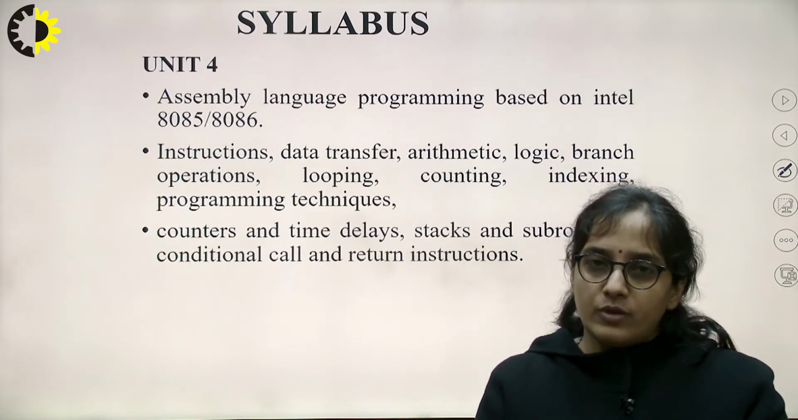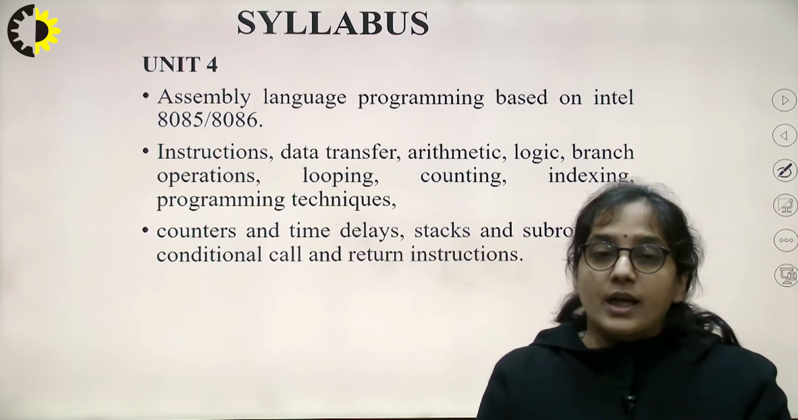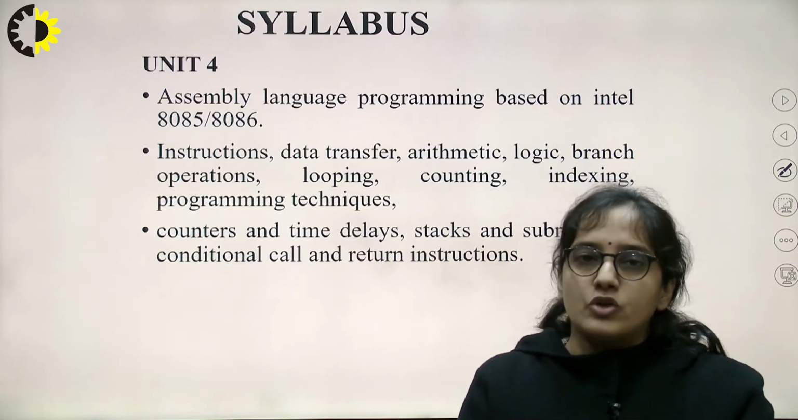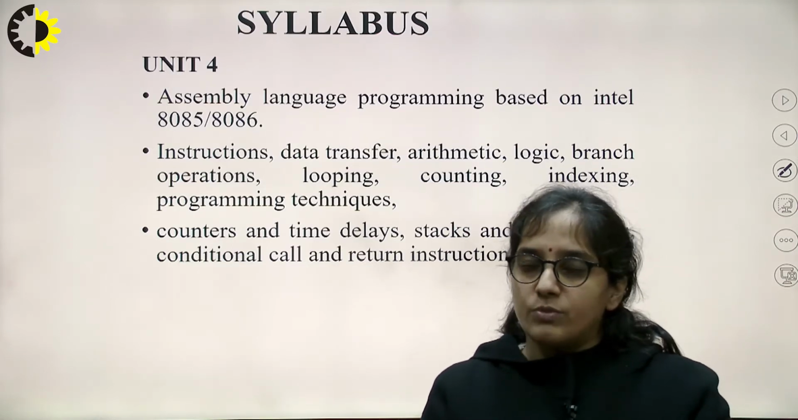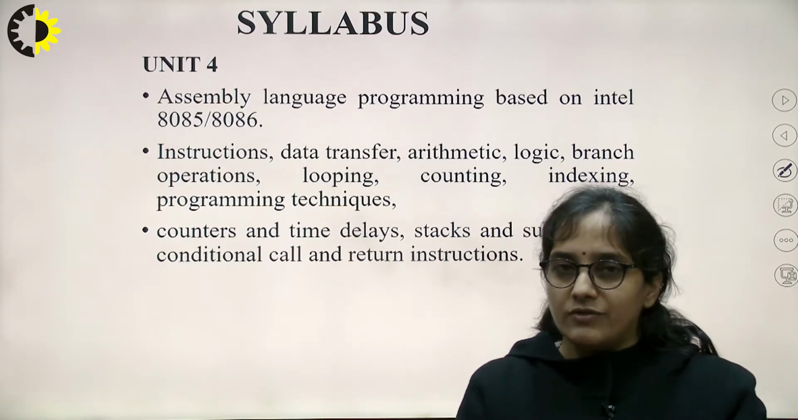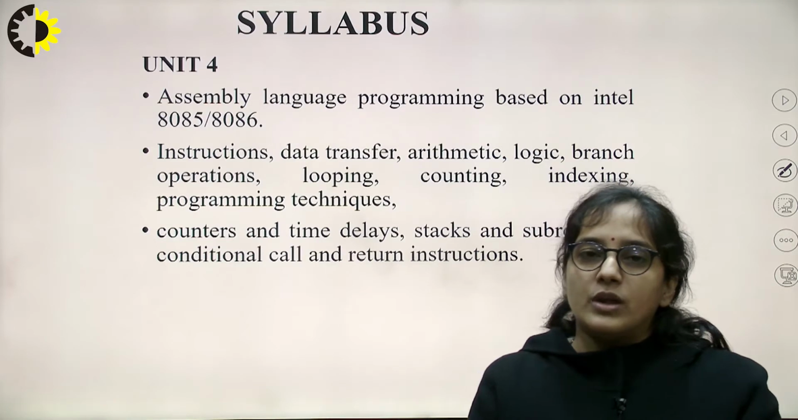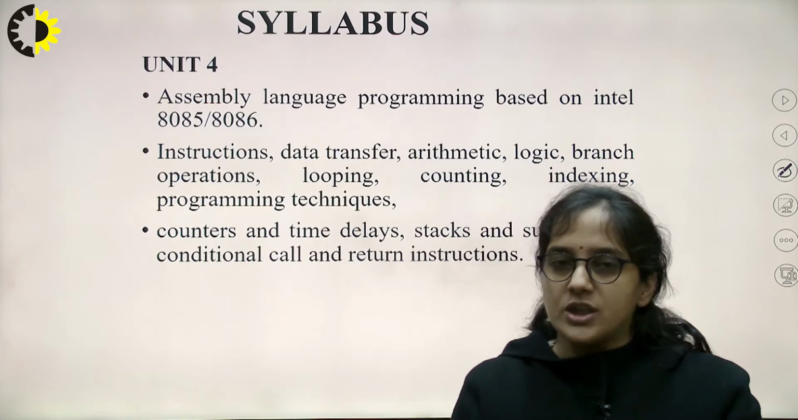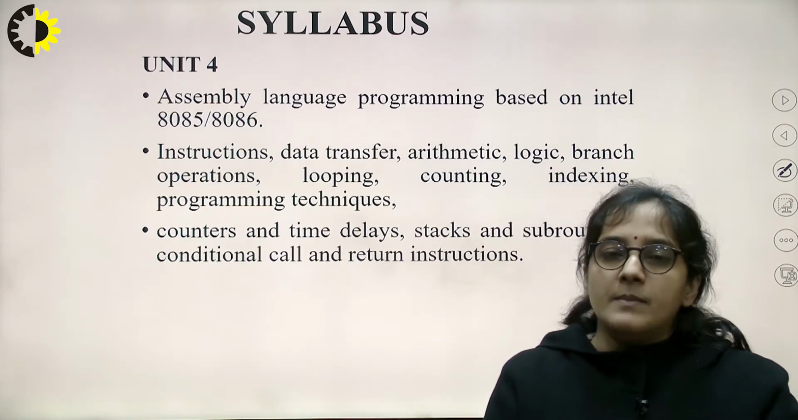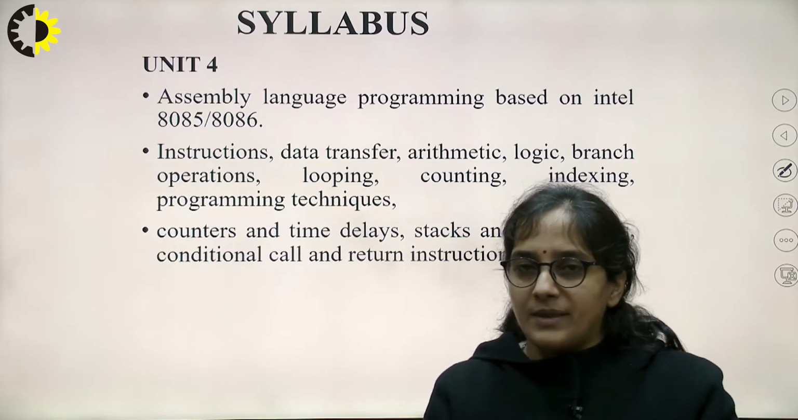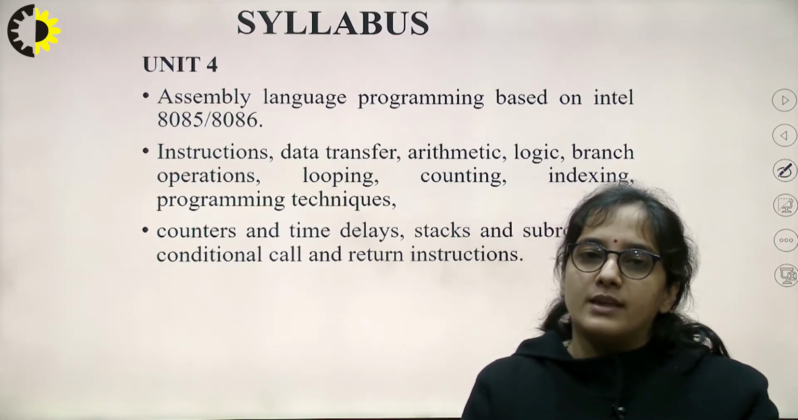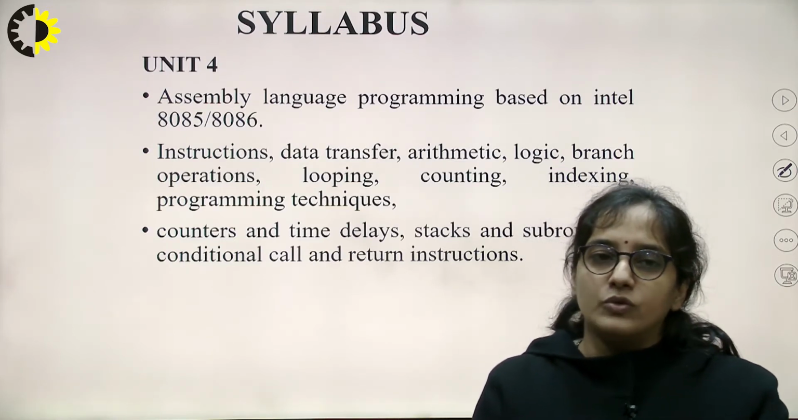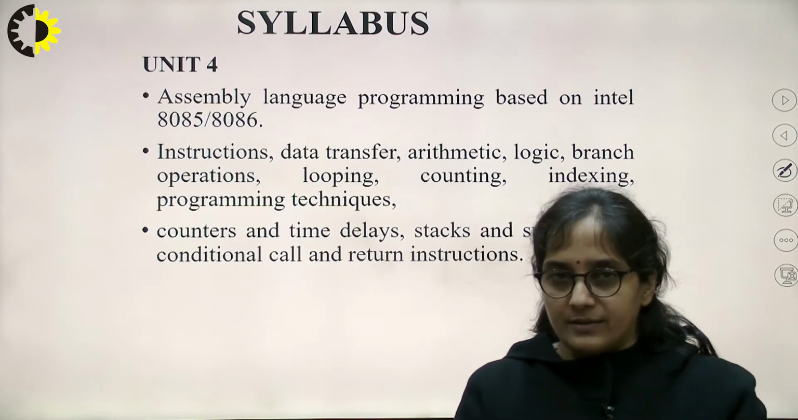In unit number 4, we are going to discuss the programming part of the 8085 as well as the 8086 microprocessor. So, how are we going to write an assembly language program for either 8085 or 8086? To understand the programming part, we must revise the different types of instructions associated with these microprocessors, and also discuss programming techniques, like how to write programs for delay, stacks, subroutines, and how to use instructions like call and return.